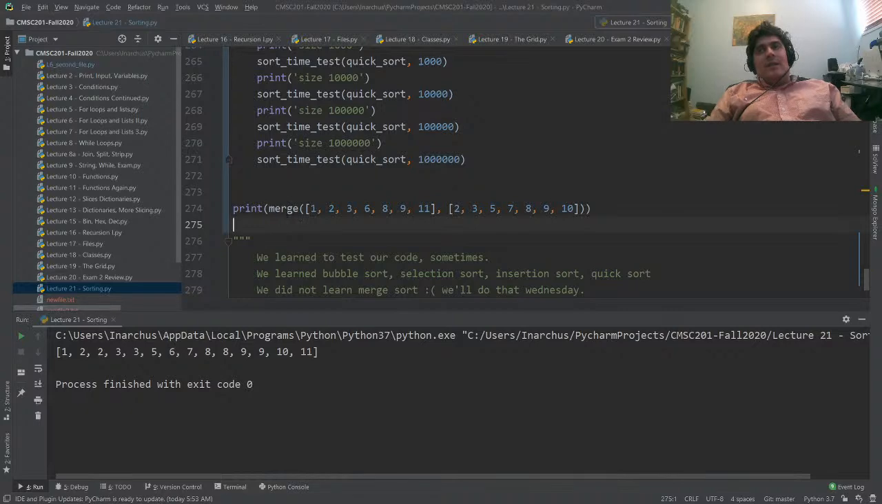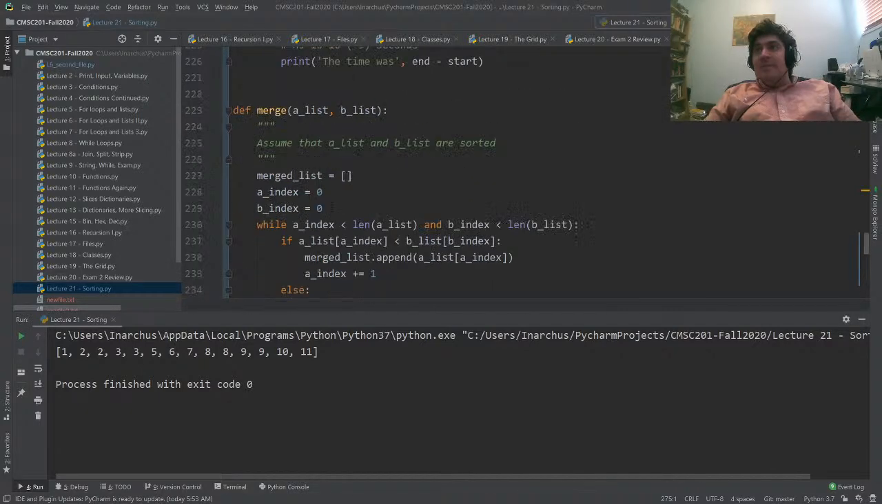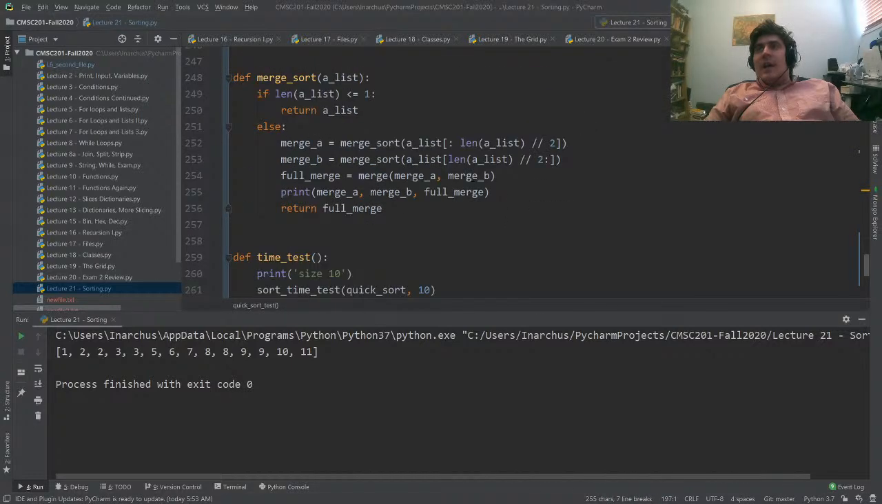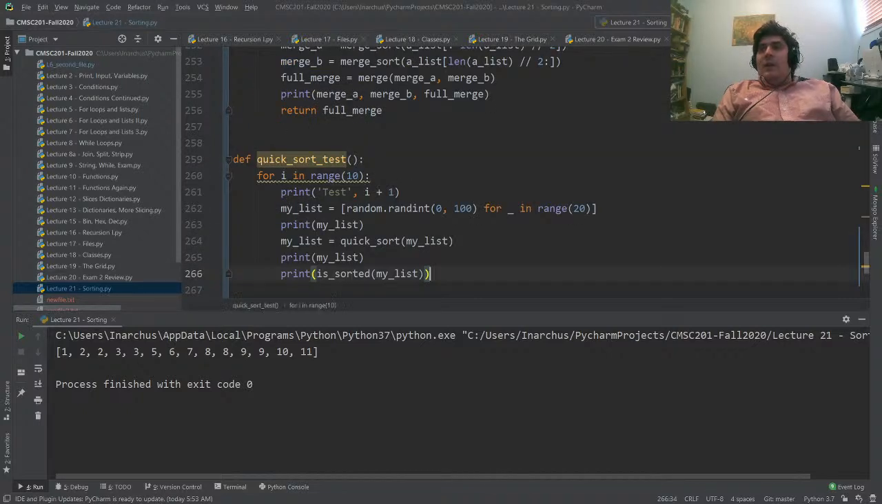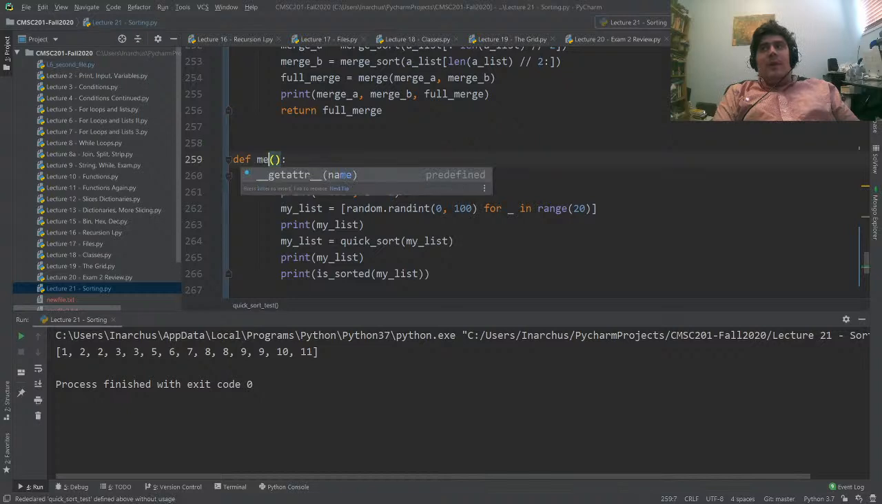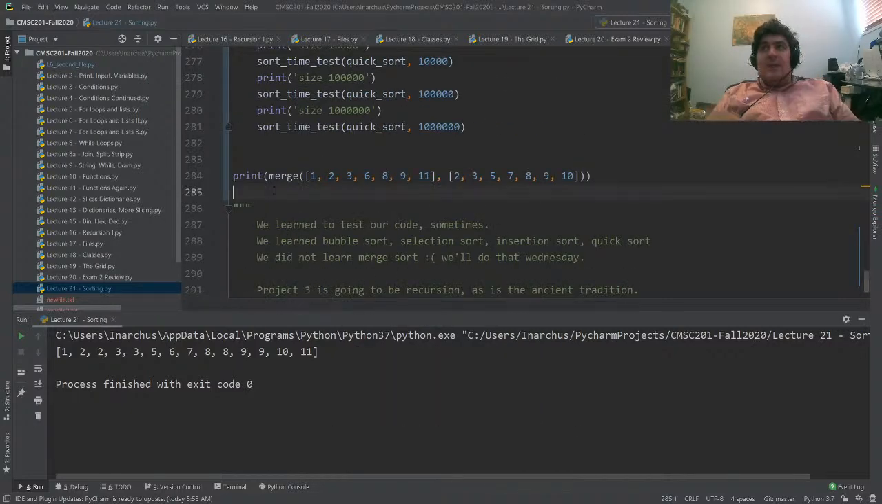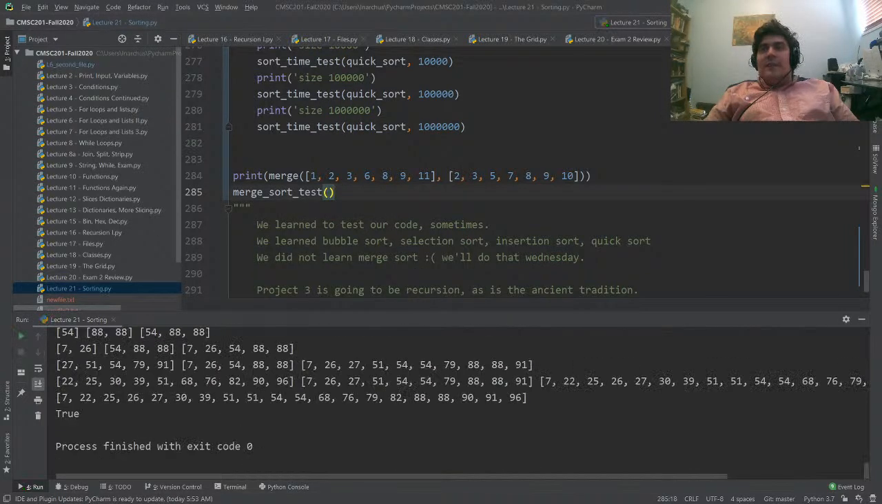Let's merge sort some stuff. Let's make a merge sort test. I think we can just kind of repurpose the quicksort test. So I want to test it out to make sure it works before we do anything. Sure, let's make it, so for things in size 20, and all we have to do here is just call merge sort rather than quicksort. And I think that's it, right? And then instead of doing this, we'll just call merge sort test. And now let us run it.